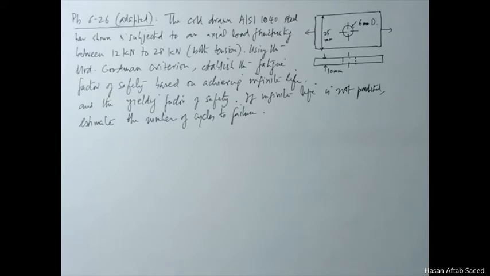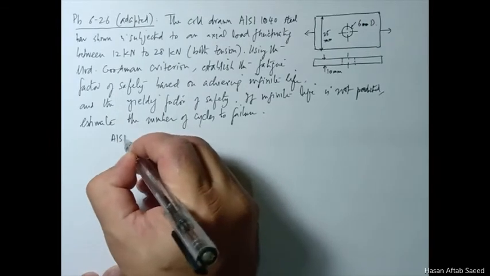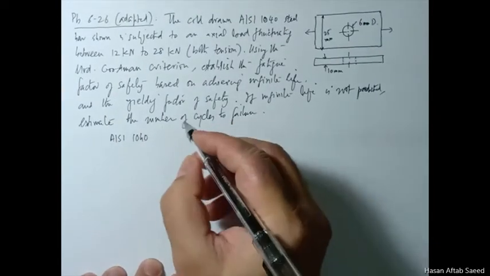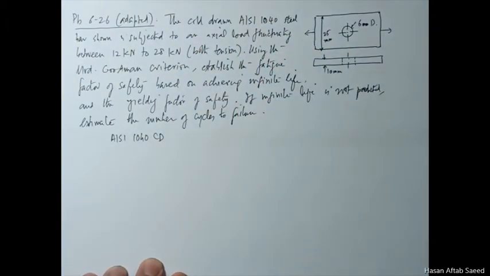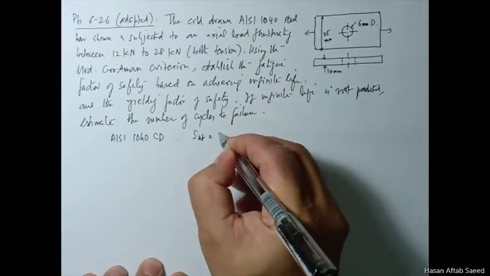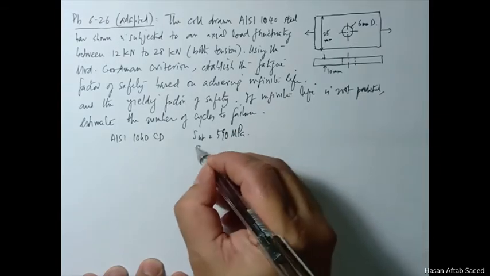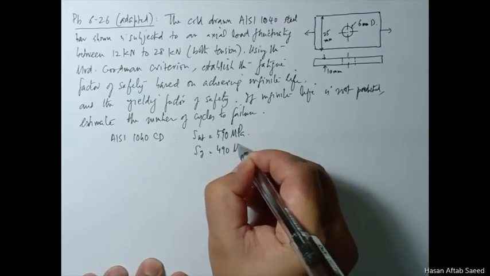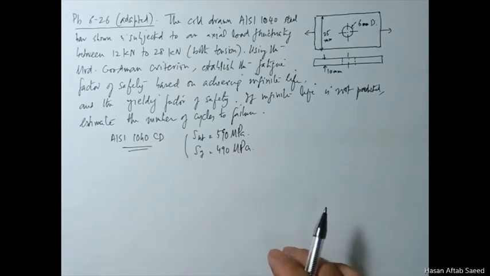So let's start with this problem, and this is AISI 1040 steel, CD is cold drawn. If you go to the back of your book, you'll find out that for this material you have SUT equal to 590 MPa and SY equal to 490 MPa. Simply read it from the appendix at the back.